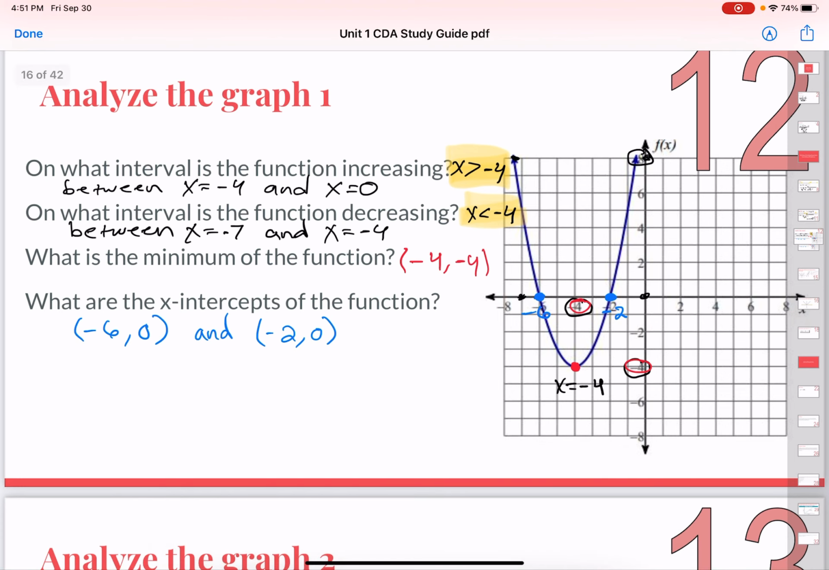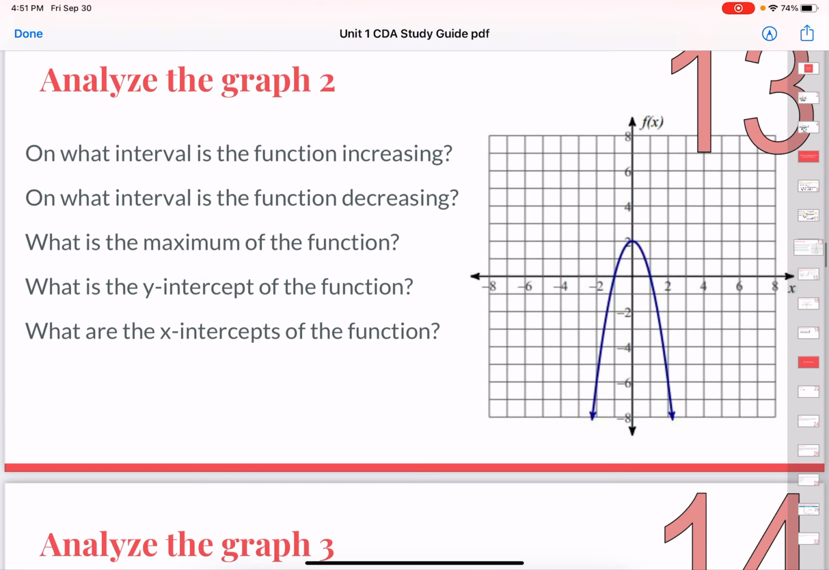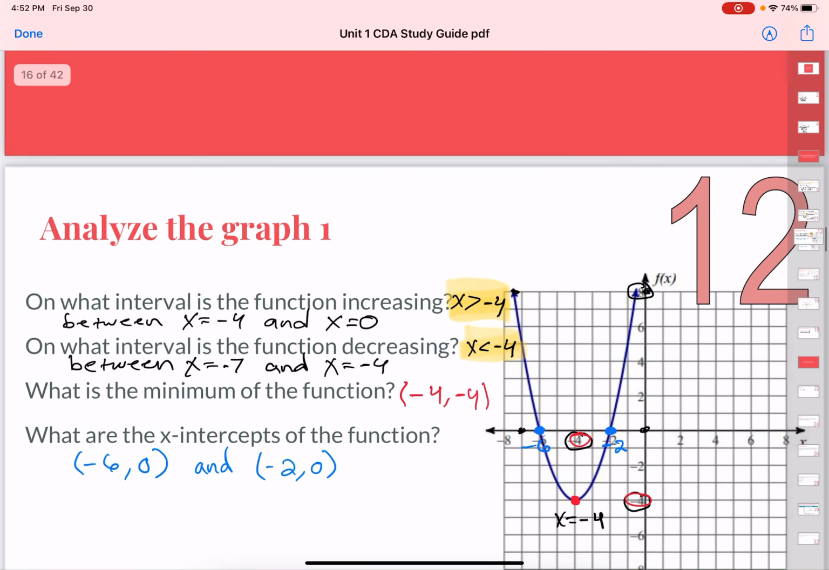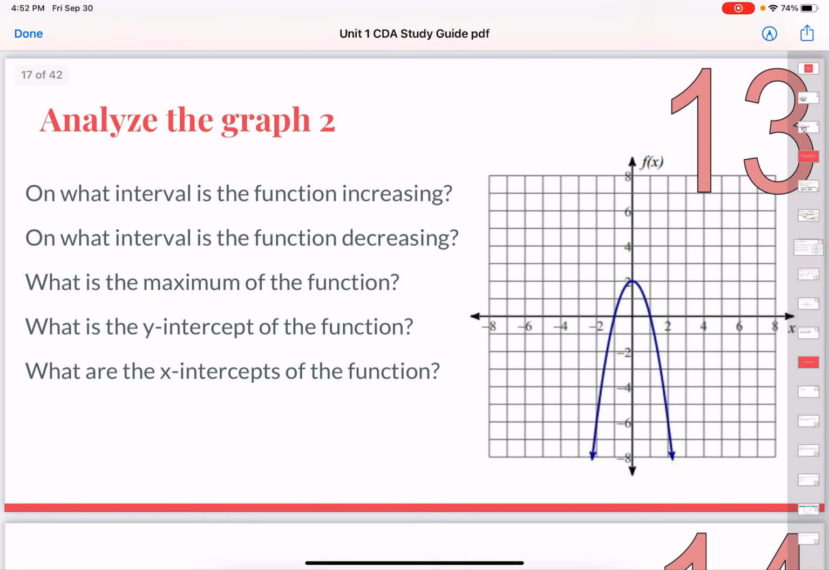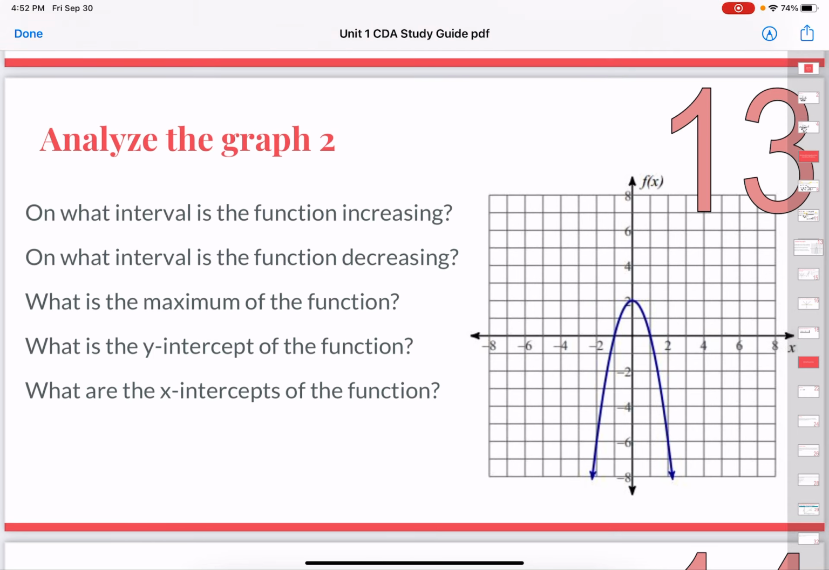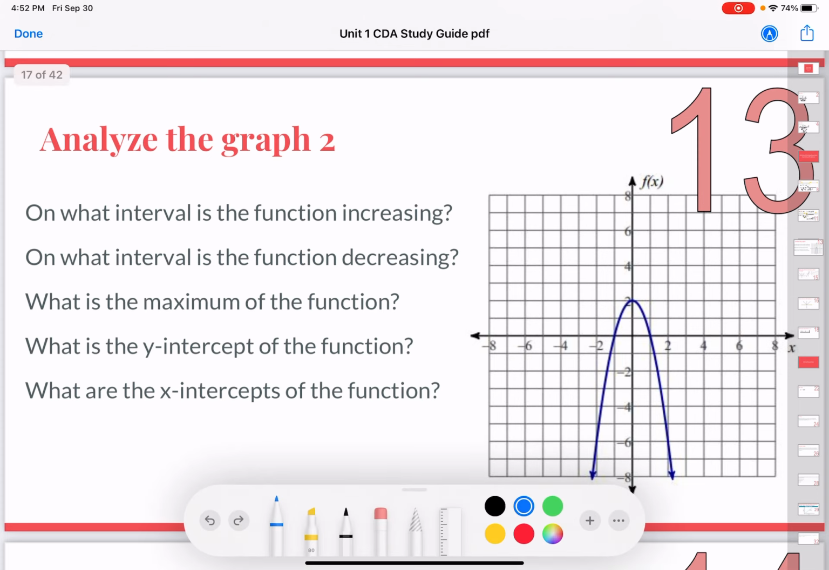Okay, moving on. This next one looks pretty similar, but now it's facing down instead of facing up. So that tells me instead of a minimum, I'm going to have a maximum. And instead of decreasing first, it's going to be increasing first. But let's talk it through. I know it's going to be critical to have that marked, and that is my maximum. And that is where x equals 0.